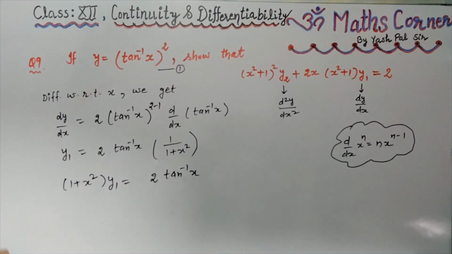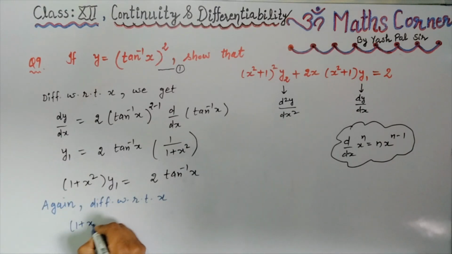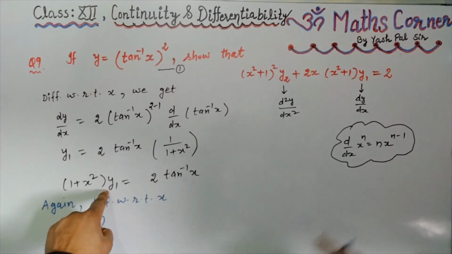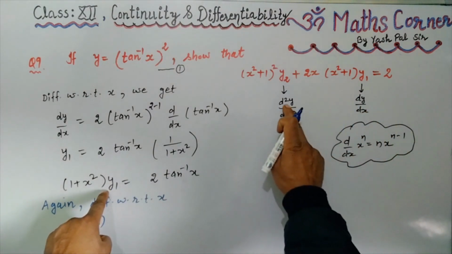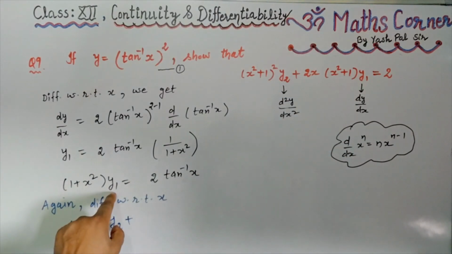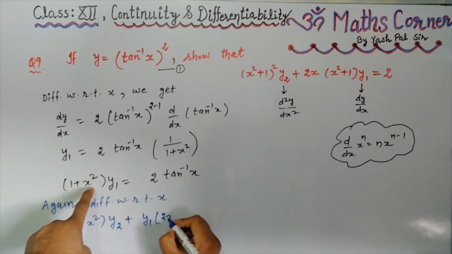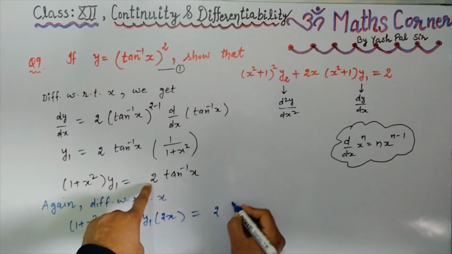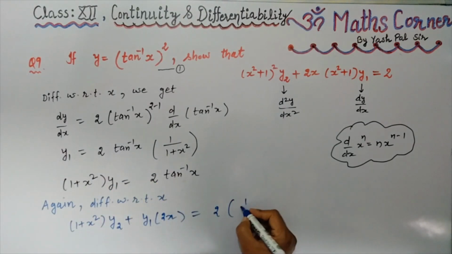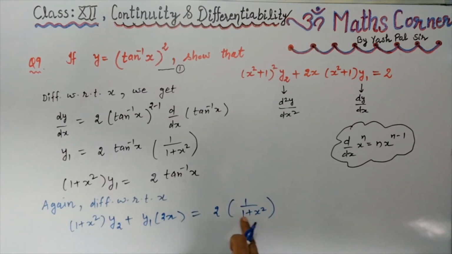Now once again we differentiate with respect to x. So u into v, first function u as it is, 1 plus x square, into derivative of y1. Derivative of dy upon dx is d square y upon dx square, which is y2, plus second function as it is, y1, into derivative of 1 plus x square, which is 2x. Right hand side is 2 into derivative of tan inverse x, which is 1 upon 1 plus x square.